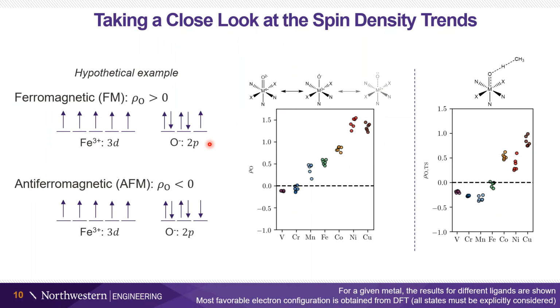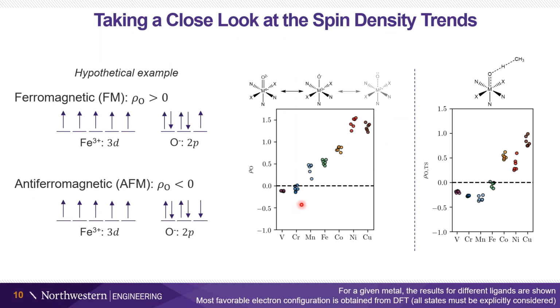So if we look at the right-hand side, what I'm showing is the spin density on the oxygen atom for that metal-oxo species for the different metals I've considered, as well as all the different bridging ligands I've considered, where I've just jittered each one of those on the x-axis just to make it visually easy to tell apart.